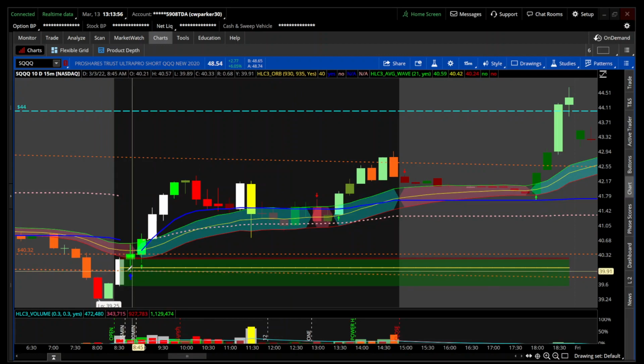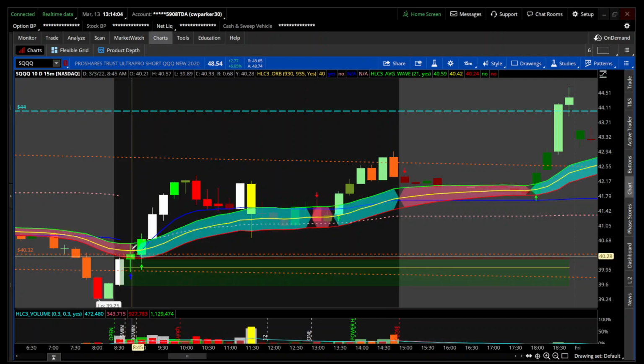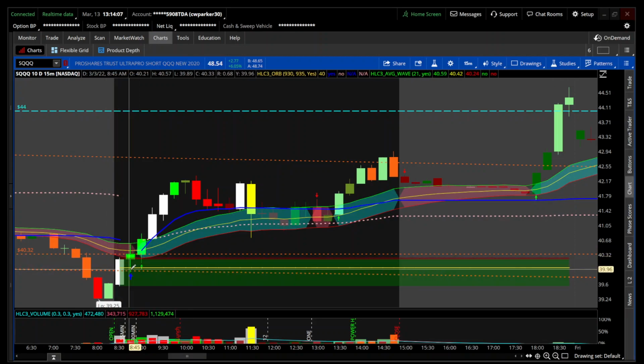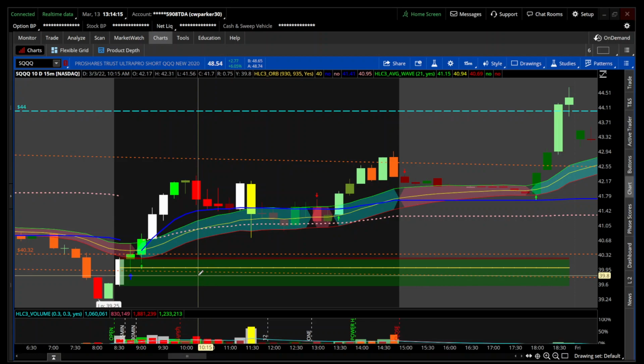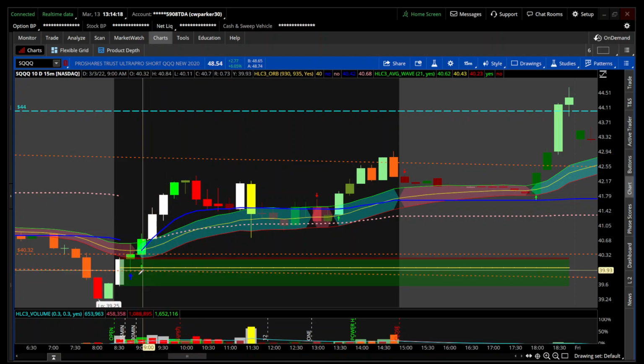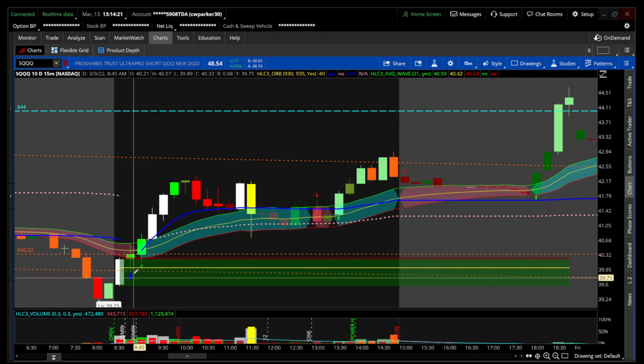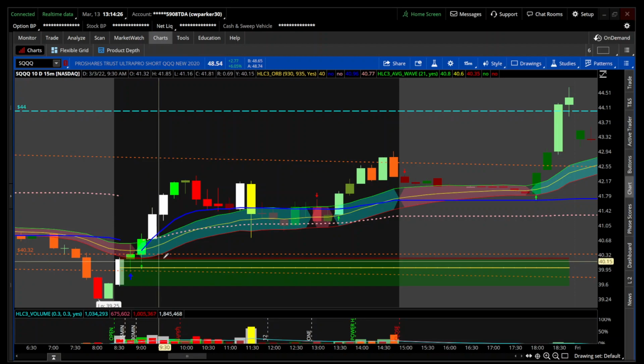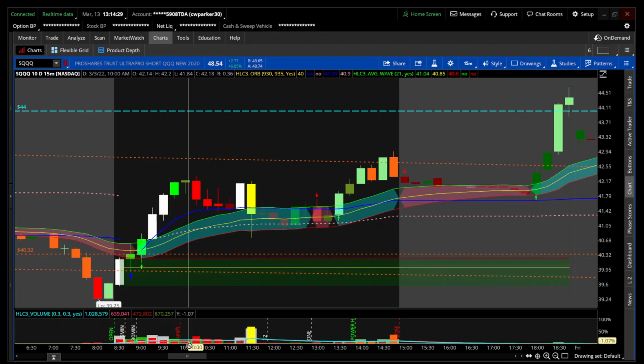And this blue arrow belongs to the open range breakout indicator right here, showing you that the HCL3 overcame the high of the open range. This yellow line in here is the HCL3 for the open range breakout for the 15 minutes. This indicator works with the buying and selling pressure. As you can see, you got all this green showing you that there's a lot of buying during this 15-minute open range. And this small red shows you how much selling was going on during that time period. And that's how that's broken down.